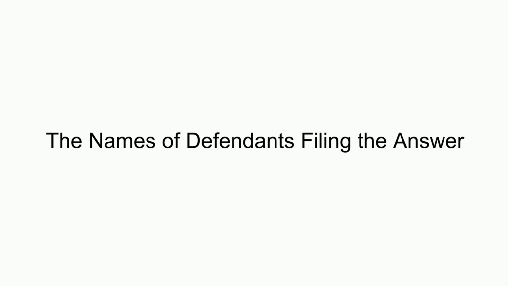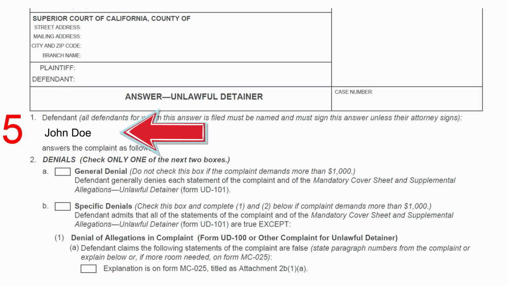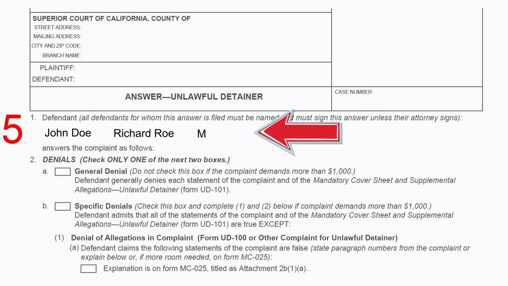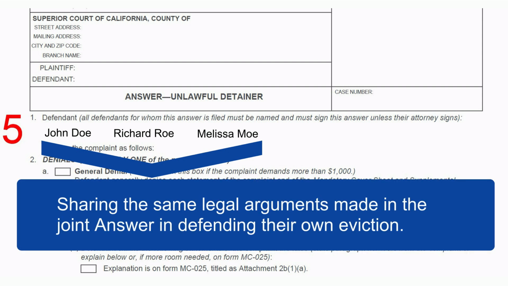The names of defendants filing the answer. Write in your name here. If there are multiple defendants named in your case, write in the names of the defendants who wish to file a joint answer with you. By not completing their own separate answer, this means that each defendant will be sharing the same legal arguments made in the joint answer in defending their own eviction.